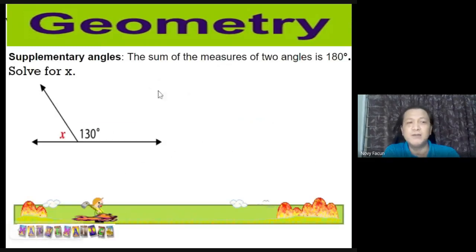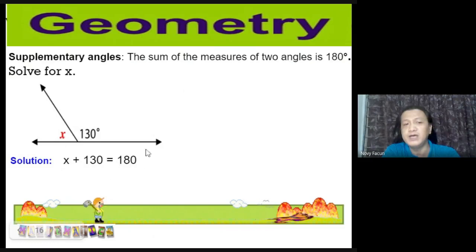Okay, so let's do the example. Solve for x. So how are you going to find the value of x? So kailangan tama yung iyong equation. So first, x plus 130 equals 180. Saan nga nanggaling yung 180? Because the concept of supplementary, the sum of two angles is 180. Kaya yung smaller mo is x, the larger is 130.